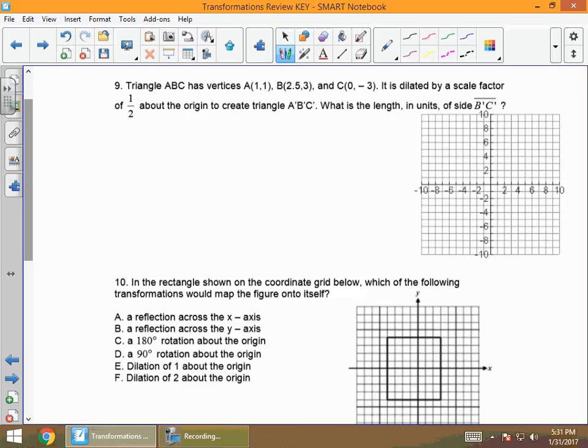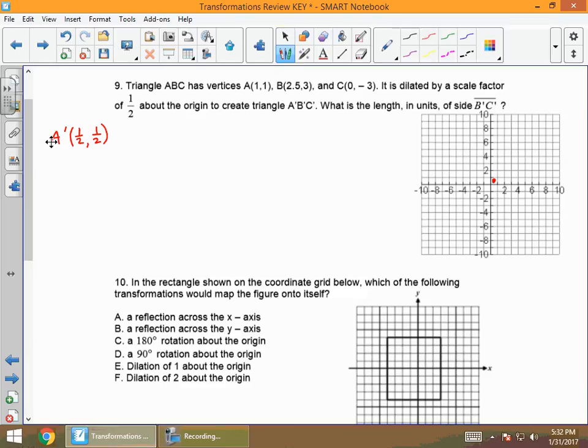Okay, well, let's find the new values here. So A prime is going to be its scale factor of 1/2. So 1 times 1/2 is 1/2. 1 times 1/2 is 1/2. All right, if I wanted to graph that, it's right down in there.